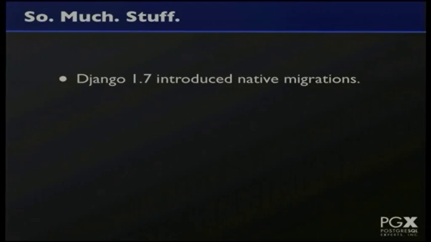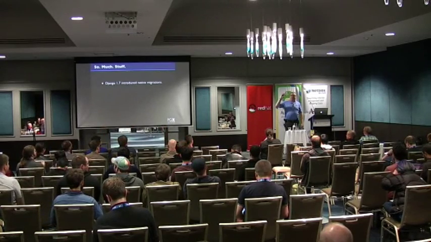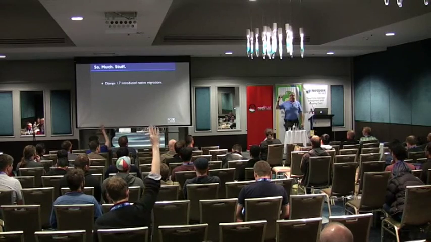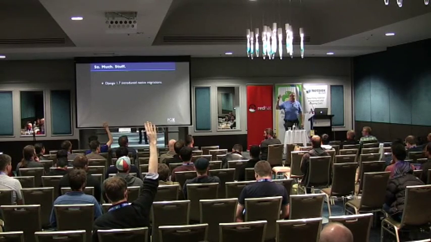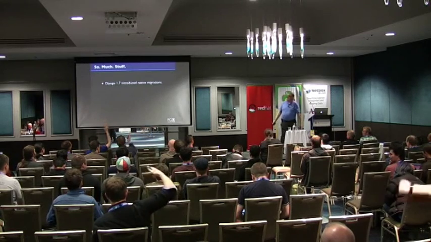So the one thing I will talk about briefly is 1.7 introduced native migrations. How many have switched over to the new migration architecture? Yes, because they are like the best things ever. How many people have used Alembic? Yeah, and how many people wish they had Django migrations in like every other framework in the entire world? Yeah, they're really neat.